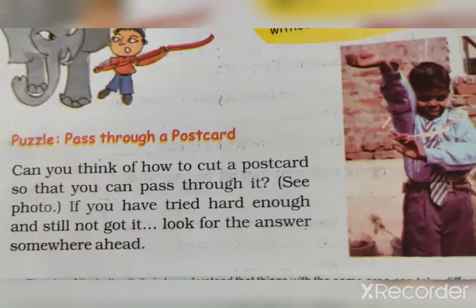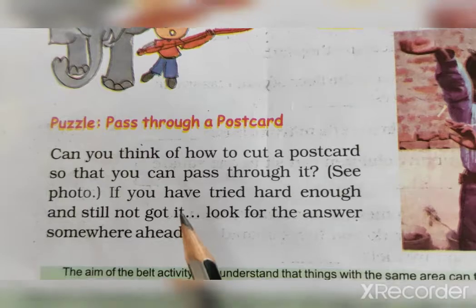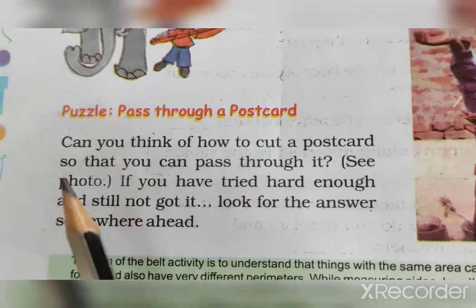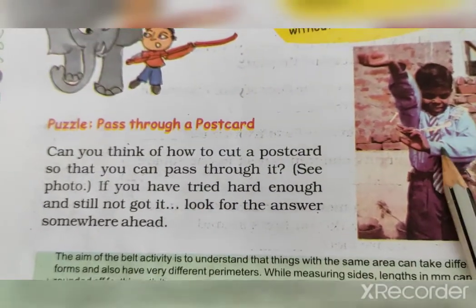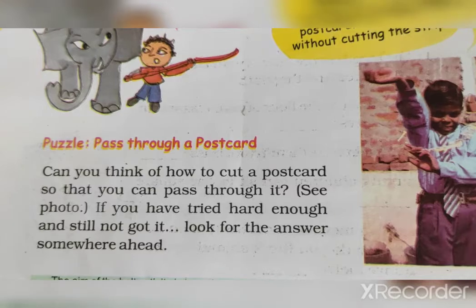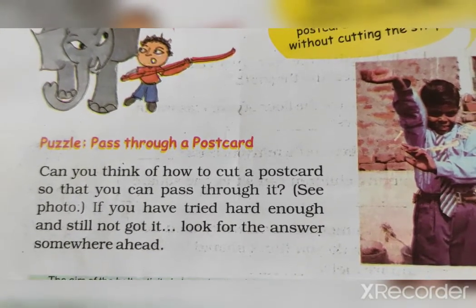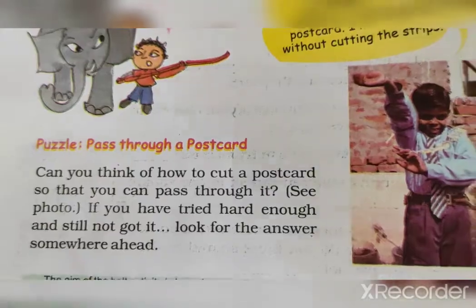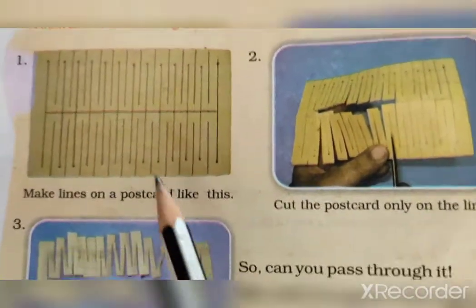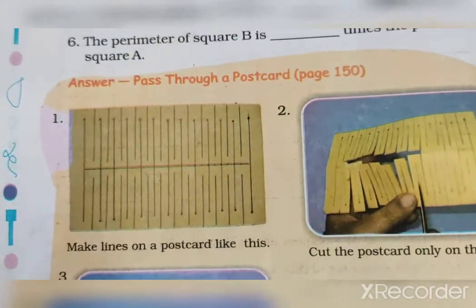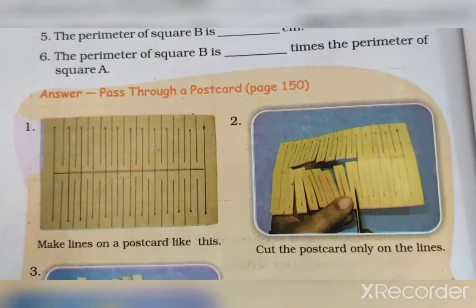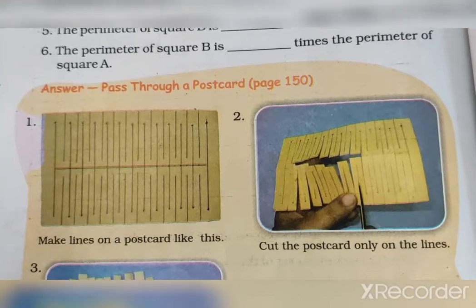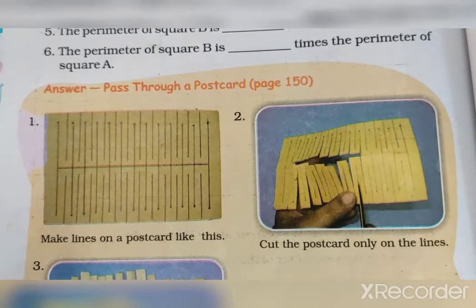Okay. Now children, see page number 150, puzzle: pass through a postcard. Can you think of how to cut a postcard so that you can pass through it? I already explained this, you have to cut only. Now how you will do this activity, and you will send it on my personal WhatsApp number. You will take one postcard. First you will measure the length and breadth of the postcard. Then cut the postcard only on the lines.